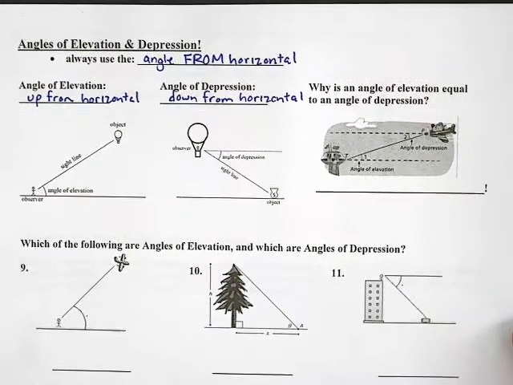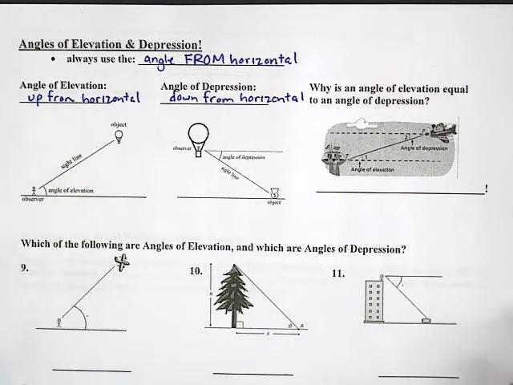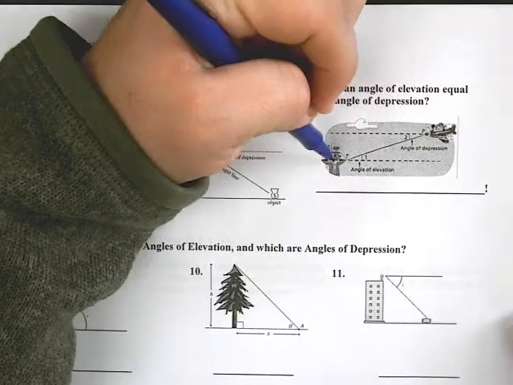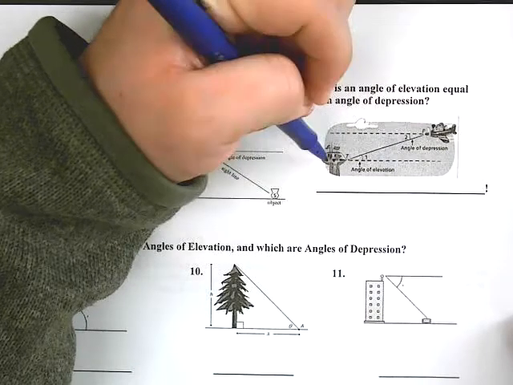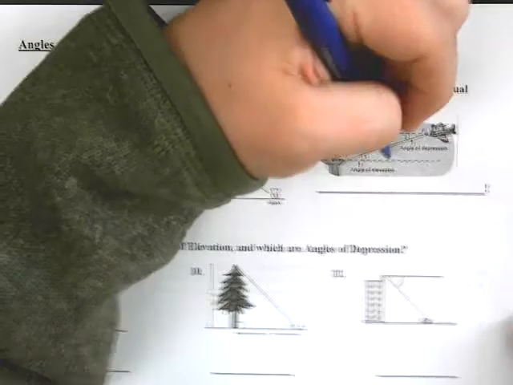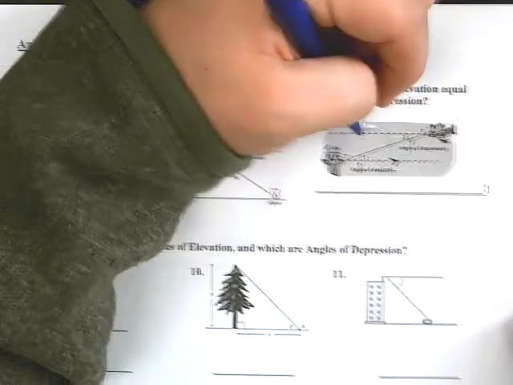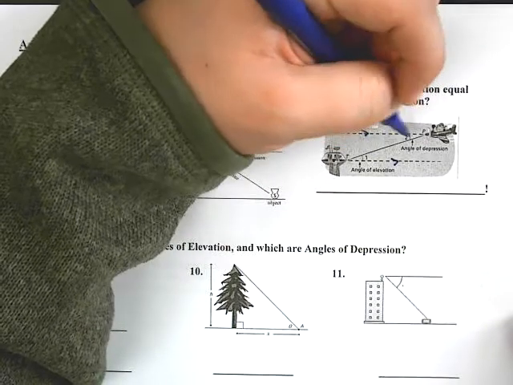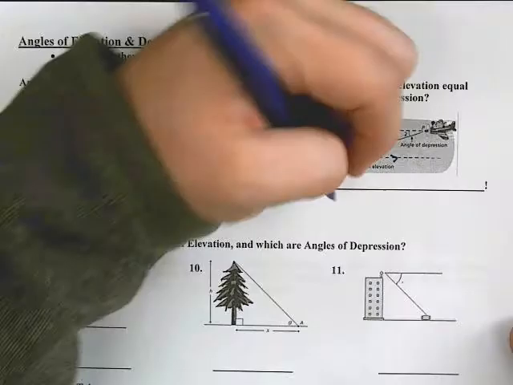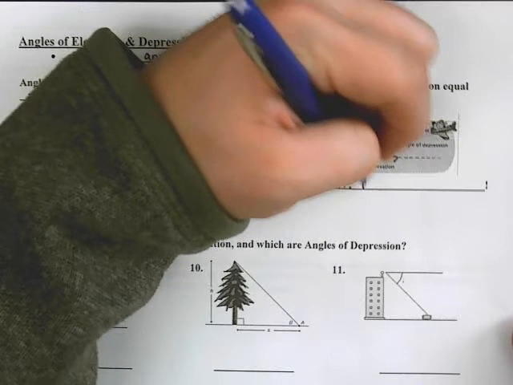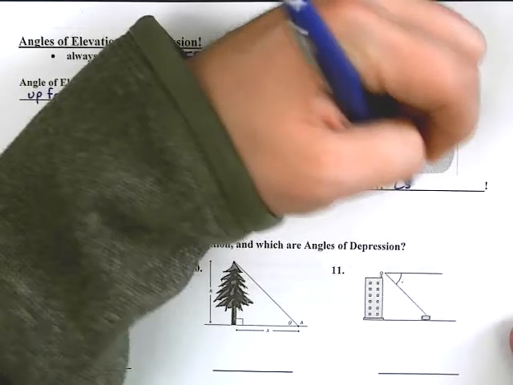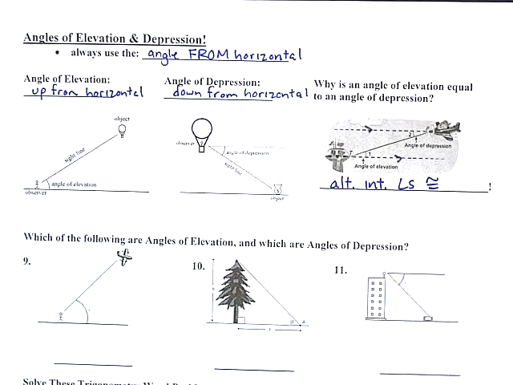One really nice thing: angles of elevation and angles of depression are always congruent to each other. They're congruent because if I draw a horizontal line at this tower, or a horizontal line at the plane, they're going to be parallel, and we know that alternate interior angles are congruent. So we're going to say they're congruent because alt-int angles are congruent, to take you back to Geo A a little bit. Okay?